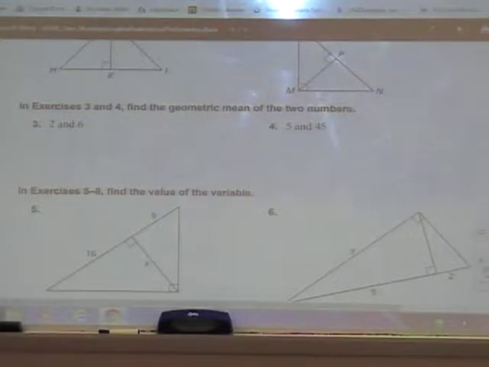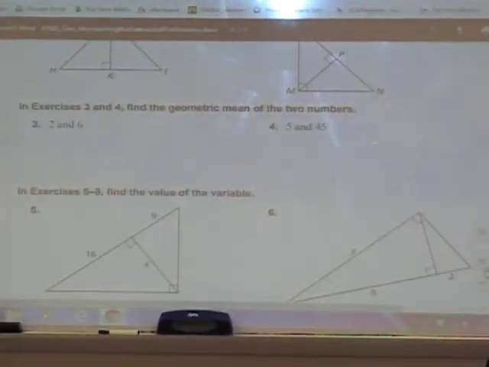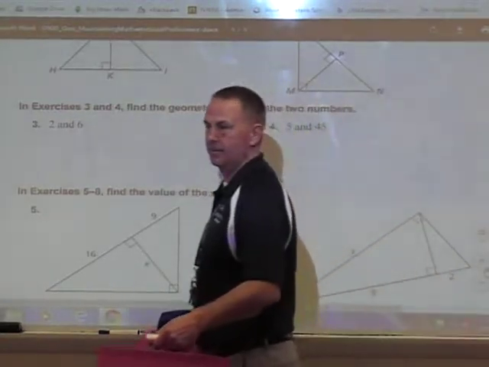Anybody over here? How do you find geometric mean? Somebody say something. What did I say to do? Multiply them, get the square root of them.